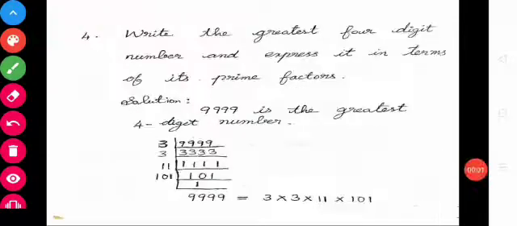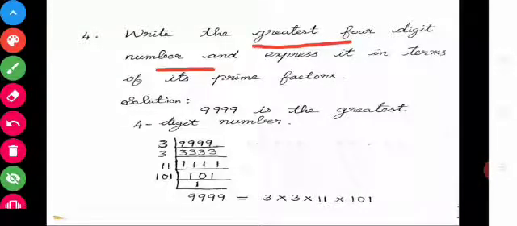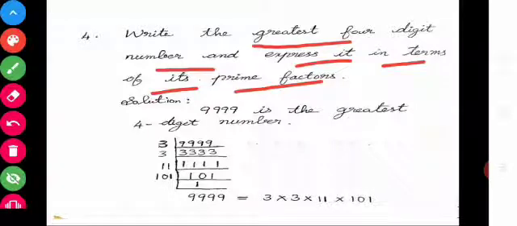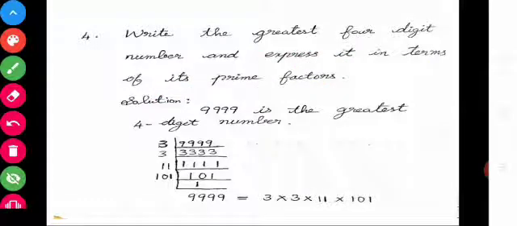See the next one. Write the greatest 4-digit number and express it in terms of its prime factors. What is the greatest 4-digit number? 9999 is the greatest 4-digit number. Find its prime factors.